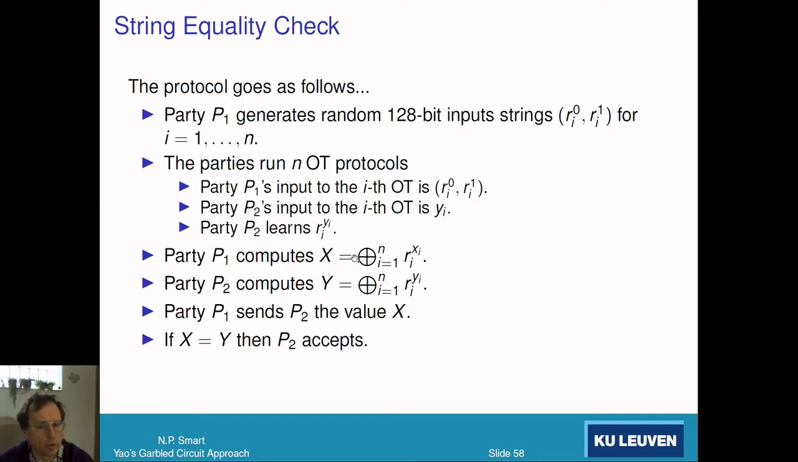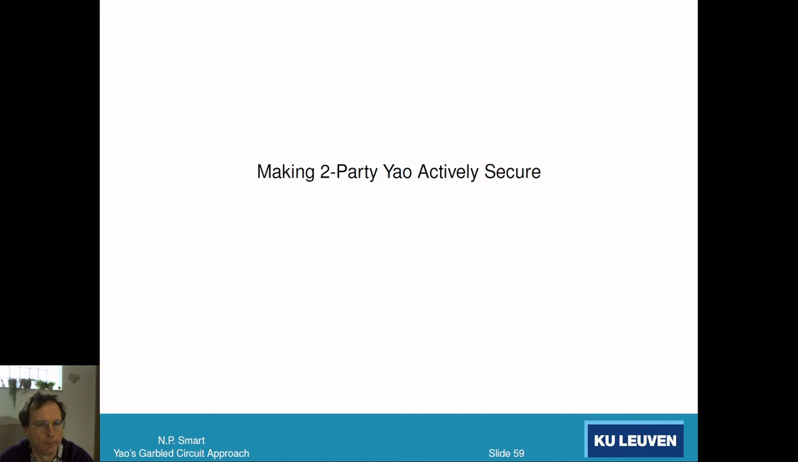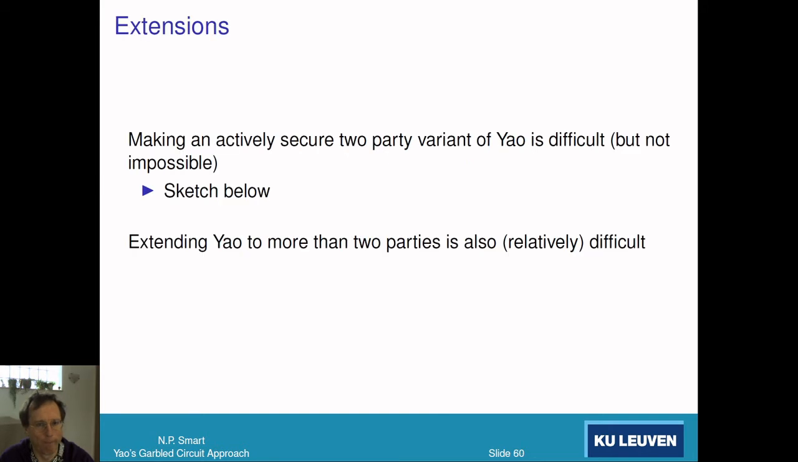Party 1 can now produce the XOR of the complete sequence of bits that they've got. Party 2 can compute the same XOR, and now Party 1 can send Party 2 the value x, and it's going to be equal to y if the two strings are equal. If it's not equal to y, then there's something wrong. The two strings are different. So this is a nice, very simple string equality check that compares n bit strings of length n using n OTs. Given that, we can now move on to a two-party YAO actively secure protocol.